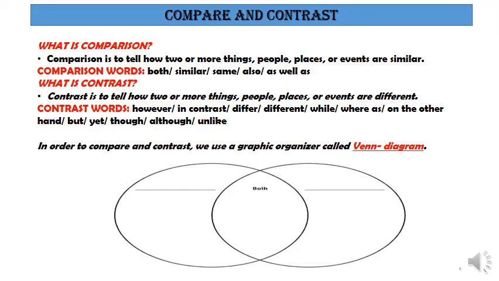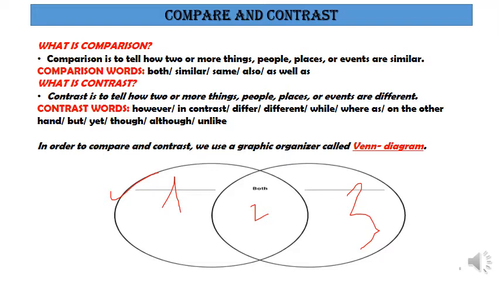Now, in order to compare and contrast, we usually use a graphic organizer called a Venn diagram. As you can see, this is the graphic organizer I'm talking about. A Venn diagram is divided into three parts. This is the first part, number 1. This is number 2, and this is number 3. I'm going to talk about each one and tell you what we write in each part of the Venn diagram. I'm going to start with number 2, since it's in the middle.